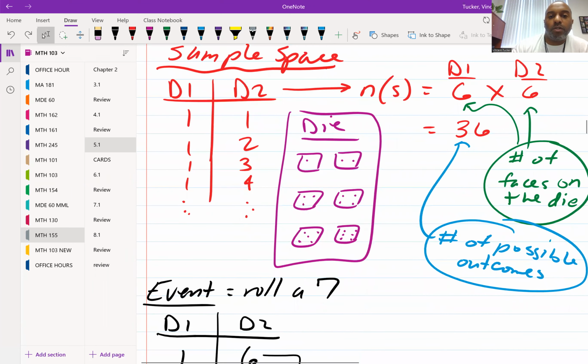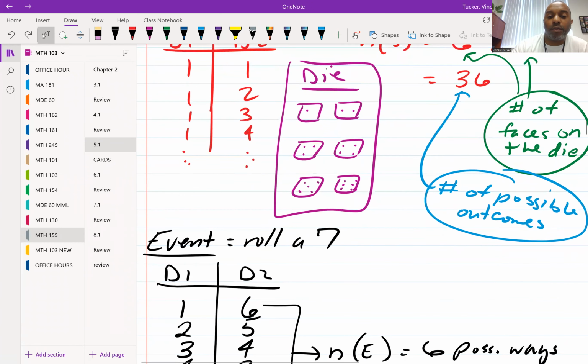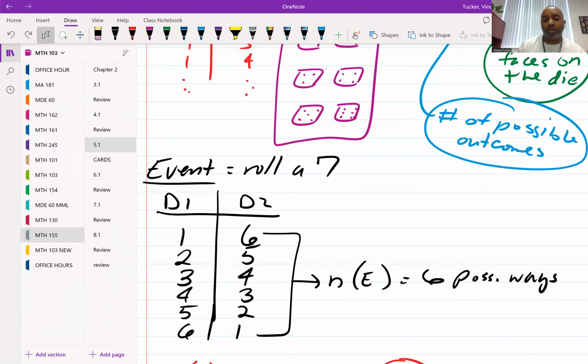All right, so our event is to roll a 7. So we're talking about all of the different ways you can roll a 7. That's when die 1 is 1, die 2 is 6, 1 plus 6 is 7. Then we've got 2 and 5, 3 and 4. Now when die 1 is 3 and die 2 is 4, then die 1 is 4 and die 2 is 3. Those are 2 different scenarios. So 3 and 4 is 7, 4 and 3 is 7. So then we also have to do 5 and 2 and 6 and 1. So we have 6 possible ways of rolling 2 dice and getting the outcome of 7.